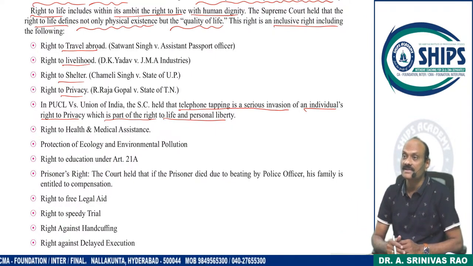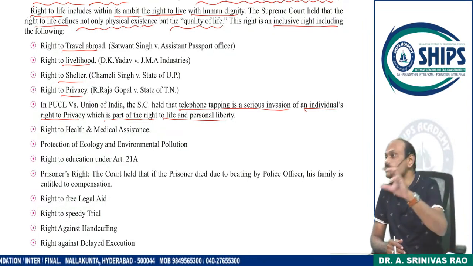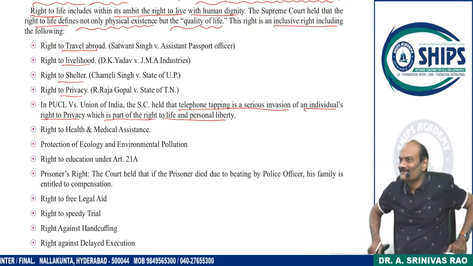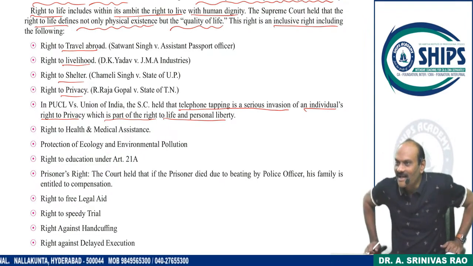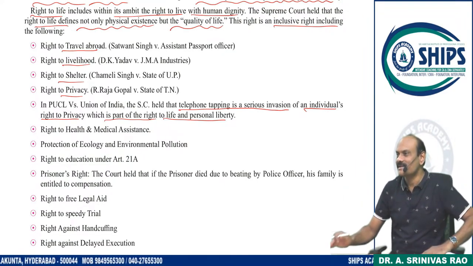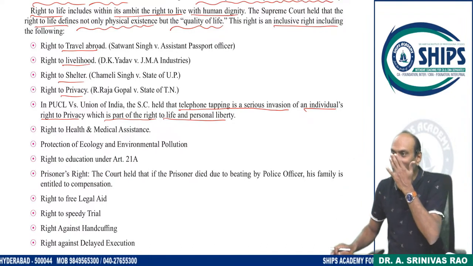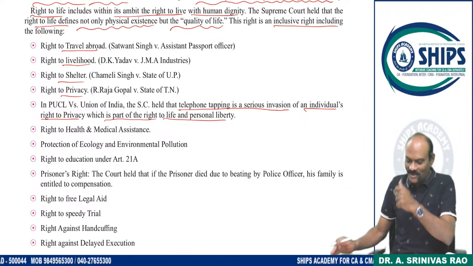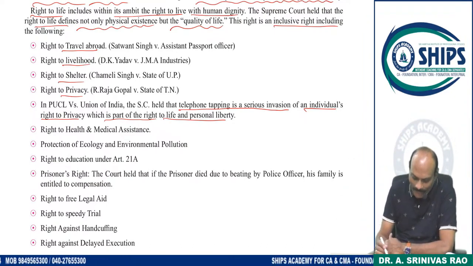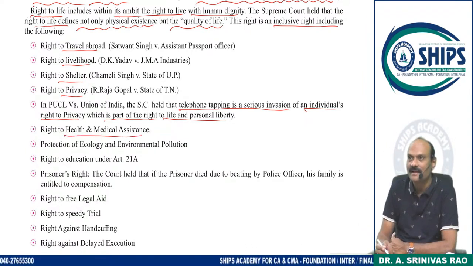If you ask the question, if that is the case, how did the attack on the WTC happen? The conspiracy was made within the US, and they failed to understand that. That's the only logic. Anyway, another one is health, the right to health and medical assistance.